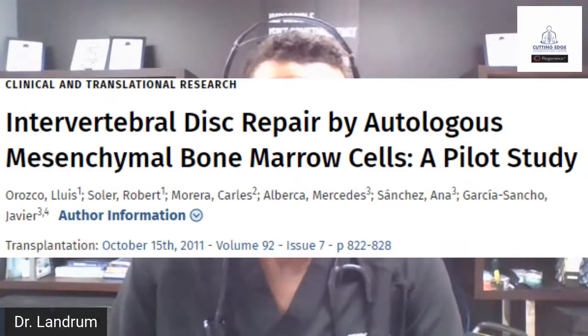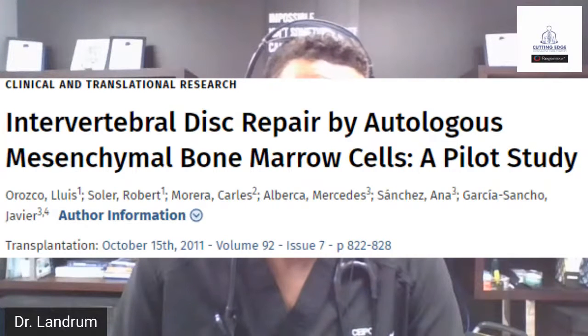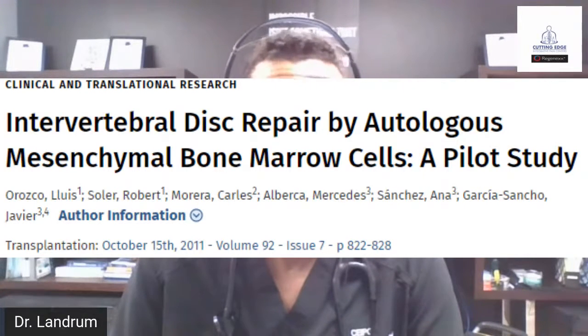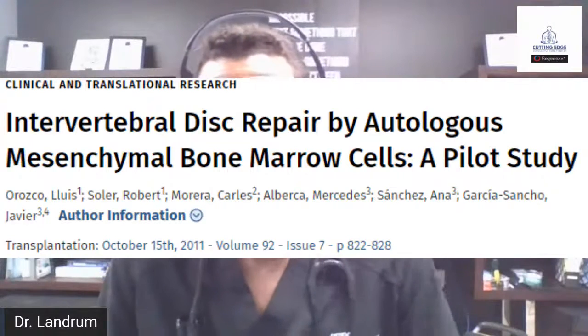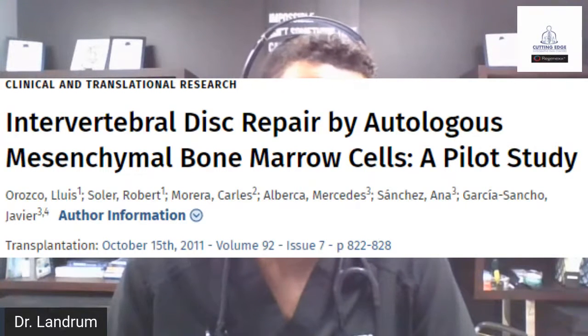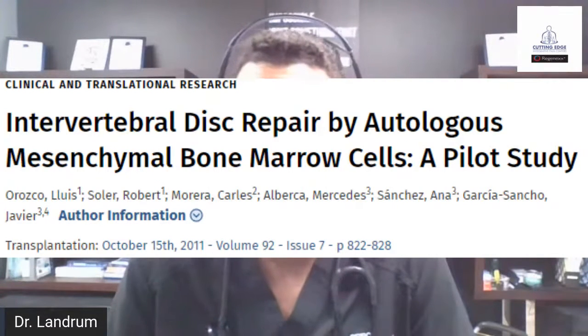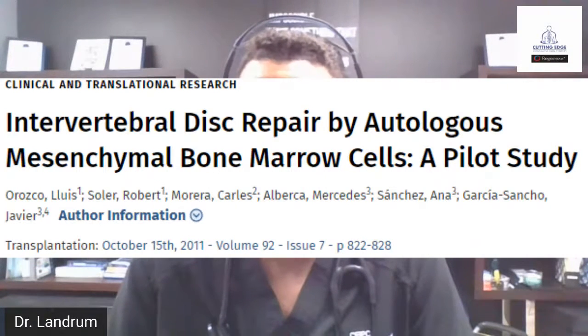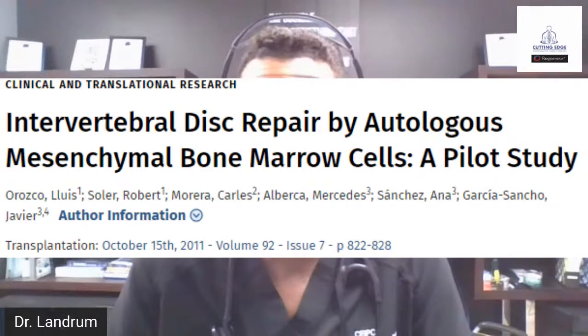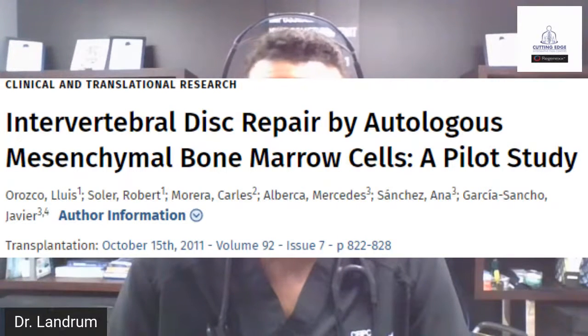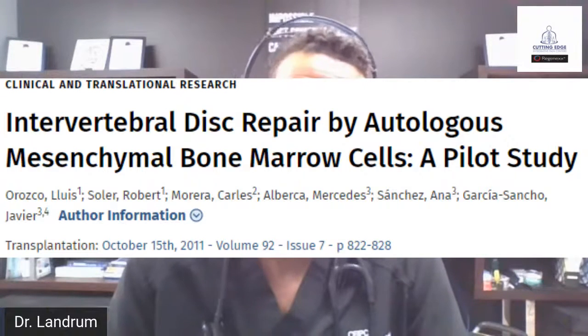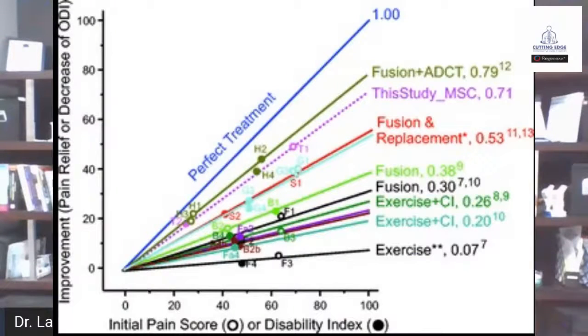All right, so paper number 2: intervertebral disc repair by autologous mesenchymal bone marrow cells, a pilot study. This study was written up and put forth in Transplantation in 2011. What they did is they really looked at what makes sense and how you compare this to some other treatment options that are out there, not just bone marrow stem cell injection, right? So what they looked at was the degree of improvement in pain or function, and they plotted it.